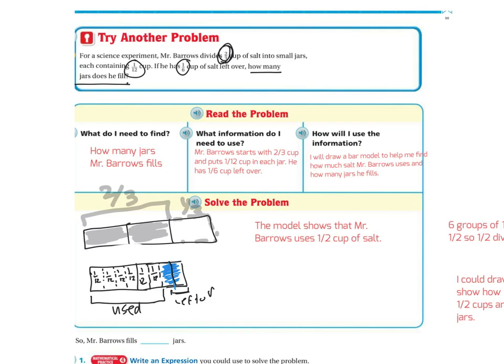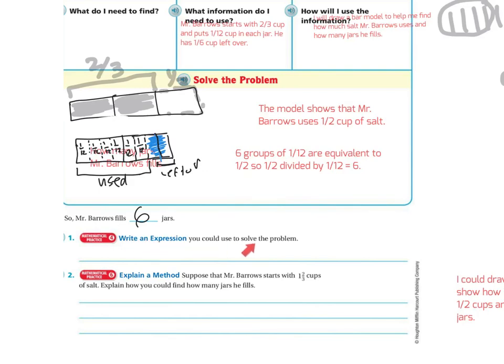So I'm going to have 6 groups of 1/12. We've got 1, 2, 3, 4, 5, 6 groups of 1/12 divided equally into a half, which is going to be 6. So he's going to fill 6 jars. Now write an expression that you could use to solve the problem. We could use 2/3 minus the 1/6, and then divided by the 1/12. That would be our expression.